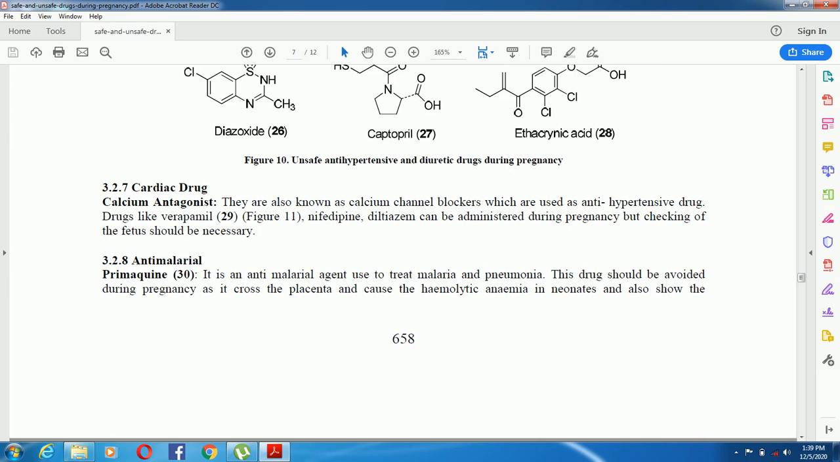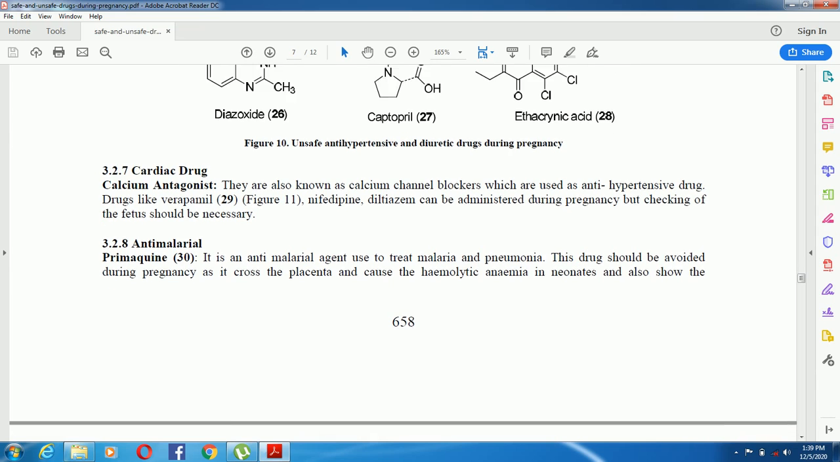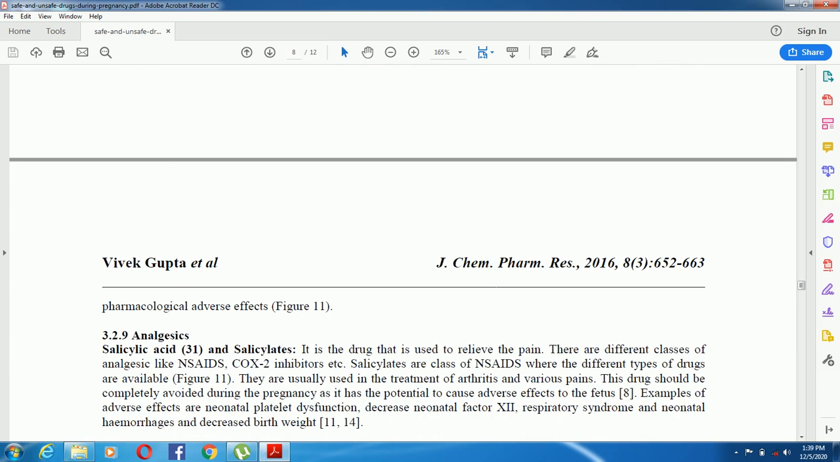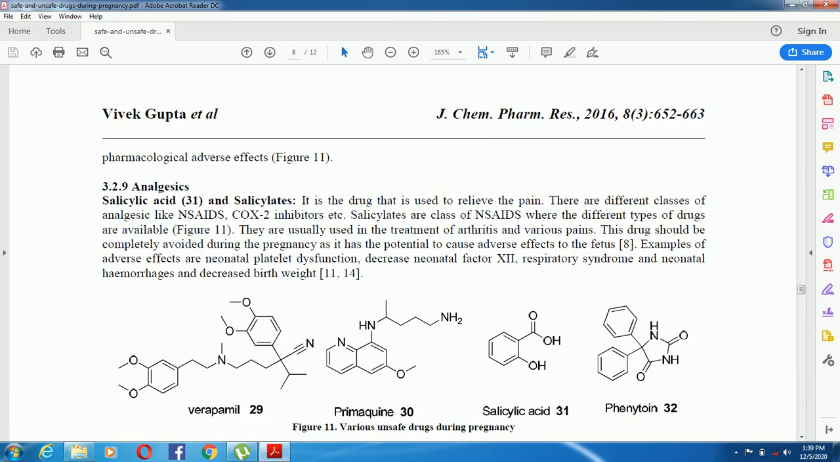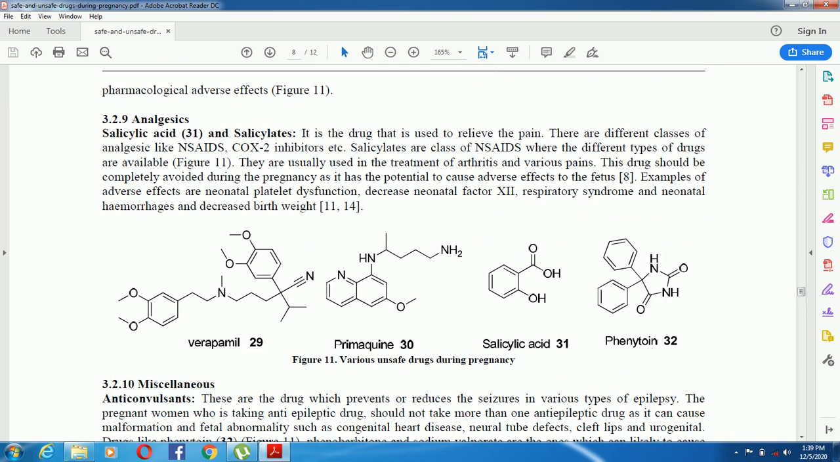In anti-malarial agents, primaquine is an anti-malarial agent used to treat malaria and pneumonia, but this drug should be avoided during pregnancy as it crosses the placenta and causes hemolytic anemia in neonates, and also shows pharmacological adverse effects. In general, anti-malarial drugs are contraindicated, but one case is reported that an agent with a high therapeutic index can be used.